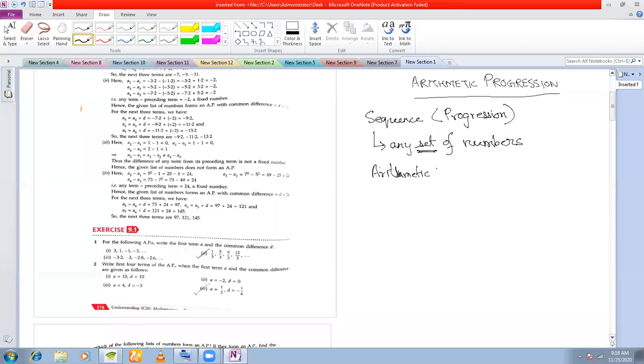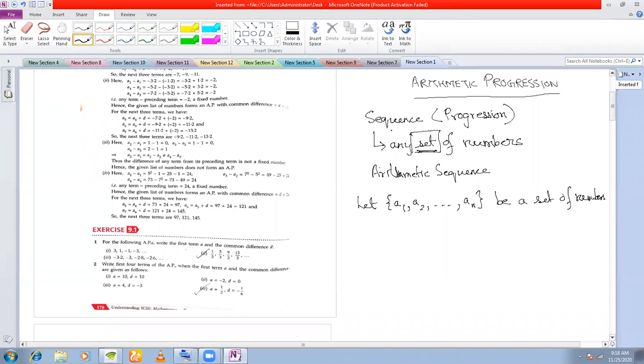Arithmetic sequence. Arithmetic progression is also called an arithmetic sequence. Now, as I told you, any sequence is nothing but a set of numbers. So let this be a set of numbers a1, a2 up till an.